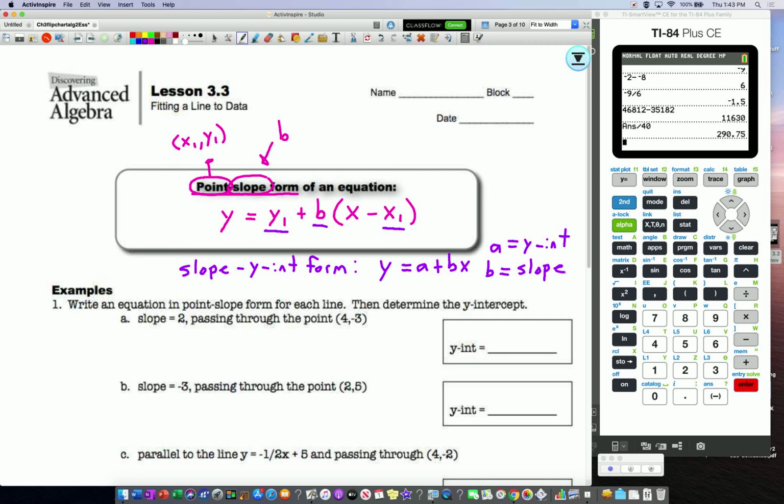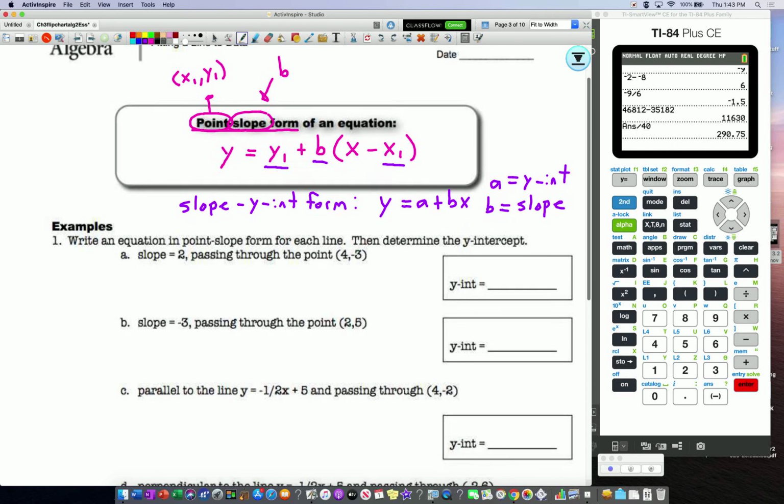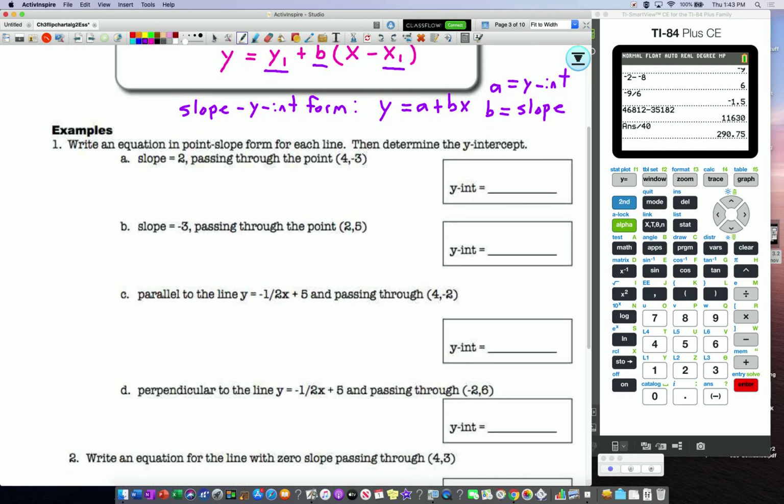All right, so let's take a look at some examples here today. All right, so number one here says, write an equation in point slope form for each line, then determine the y-intercept. So I'm going to start by using this formula that I just wrote there in pink. So here, notice how they give you the slope. So there's my b value, and they give me the point x1, y1. So I first start off by just making sure I can plug these values in.